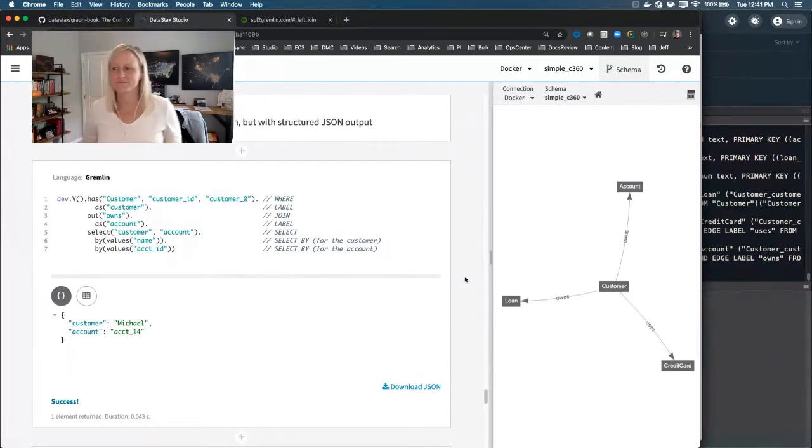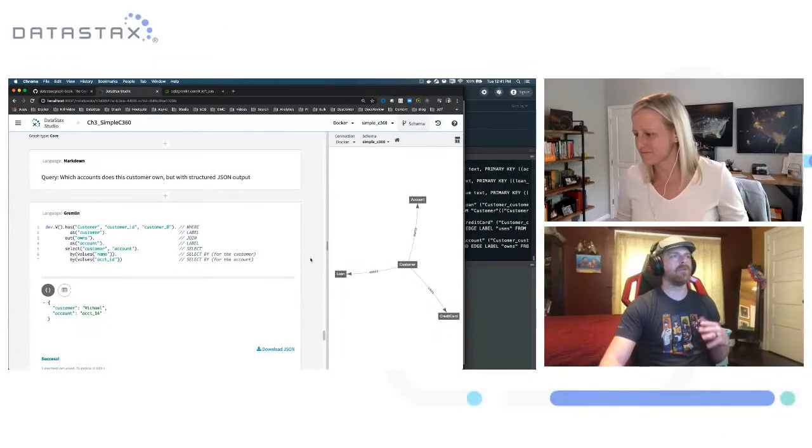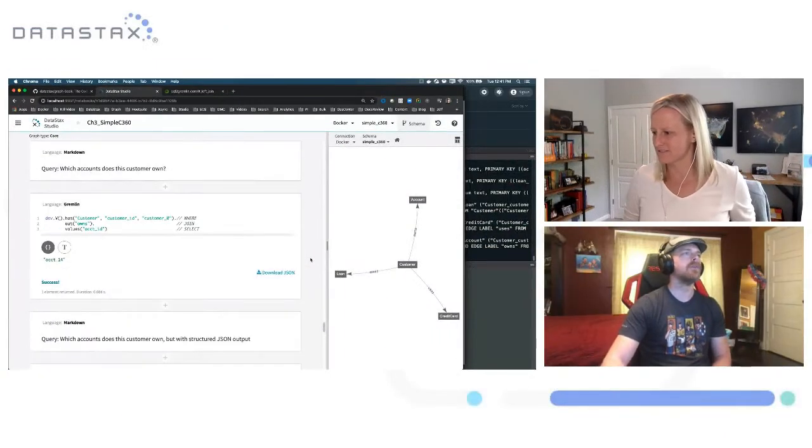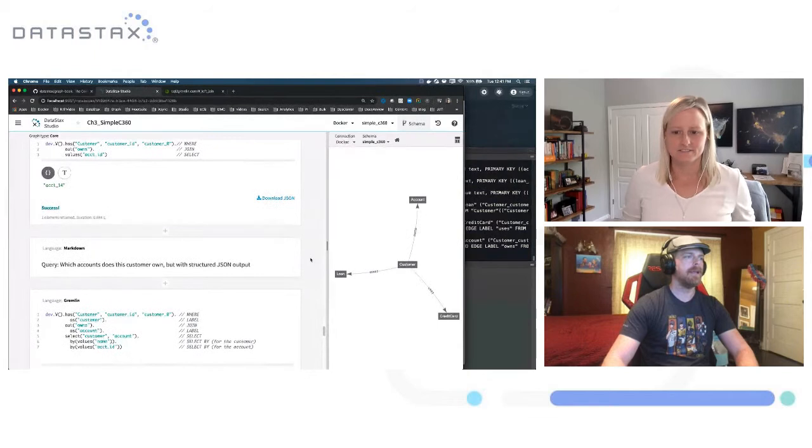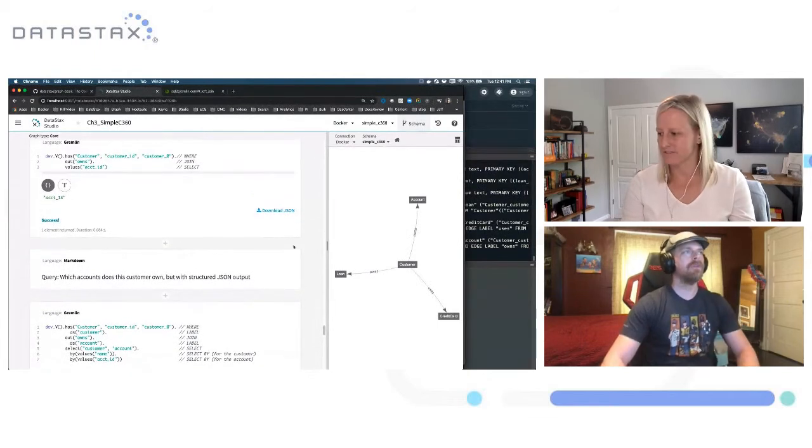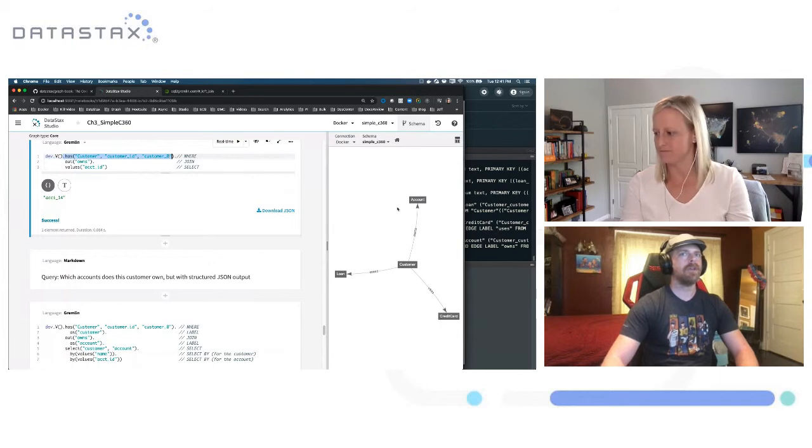Got it. So here's the actual question I had. I want to see, can I get both of these on the screen at the same time? Kinda. Yeah, I can. Okay, cool. So originally when we were starting at customer 0, we were traversing over the owns edge, going to their account and getting their account ID.